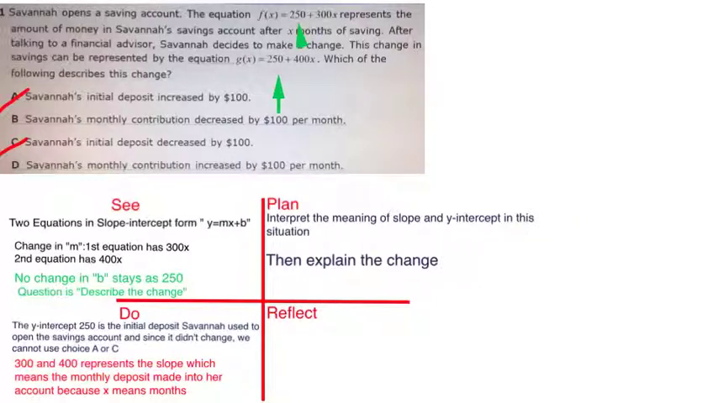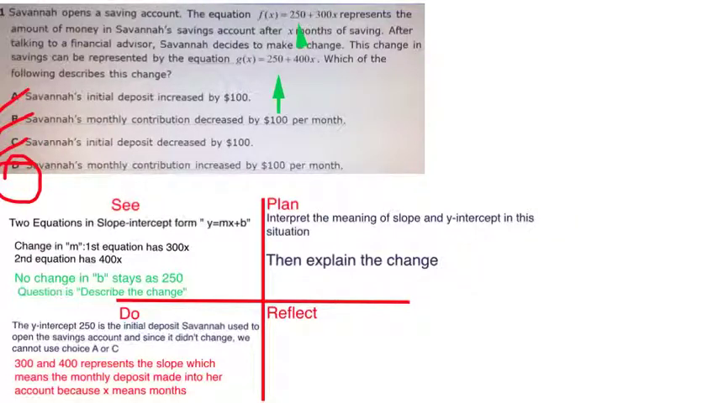Next, we go to the meaning of slope. Now 300 and 400 represent slope, which means the monthly deposit made into her account, because x means months. It says it right here where it says after x months of savings. So since this represents the monthly deposit or monthly contribution into her account, we can see that the choices are between B and C. But here, the original amount was 300 and now it's 400. This represents an increase, not a decrease. So now we can cross out choice B as well. And that leaves us with the correct answer, which is D.